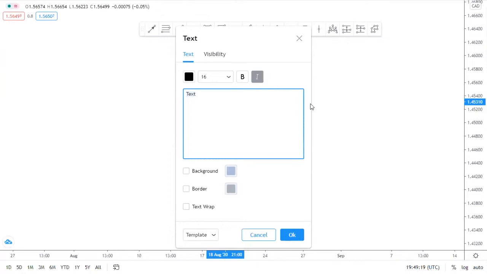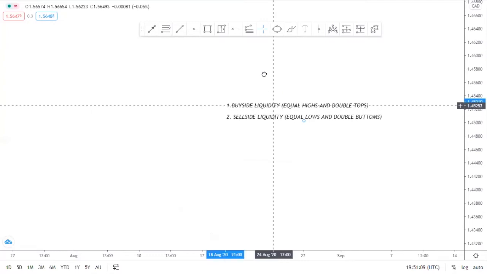So we come to talk of what we call buy-side liquidity. And with the buy-side liquidity, we are going to look at equal highs and double tops. So that's the first one we'll look at. Then the second one we'll look at is sell-side liquidity, also known as equal lows and double bottoms. So let's look at them. So let's start with buy-side liquidity.